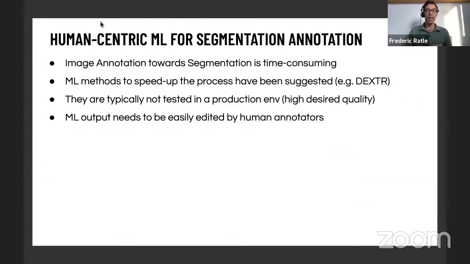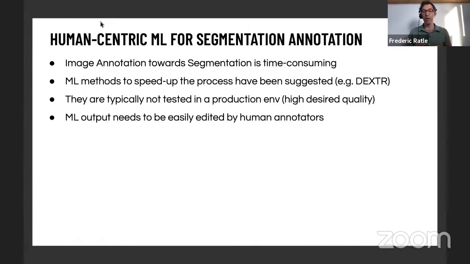What we're presenting here is a study of our integration of a few-click annotation tool in a production environment. Image annotation, as you know, especially instance semantic segmentation, is very time consuming, and there have been many machine learning based methods to speed up that process, for example Dextr and a variety of other methods.